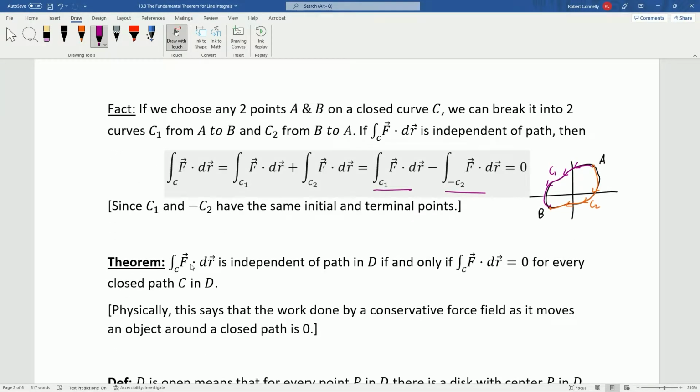Okay, so theorem. The integral over a curve C of F dot dr is independent of path in D if and only if its integral is 0 for every closed path C in D. So physically, this says that the work done by a conservative force field as it moves an object around a closed path is 0. So that's like thinking if you've got an object and you let it fall off the table to the ground, and then you lift it back up to its original position, the effective impact that gravity has had on that object is 0. The work done by gravity on that object is 0.